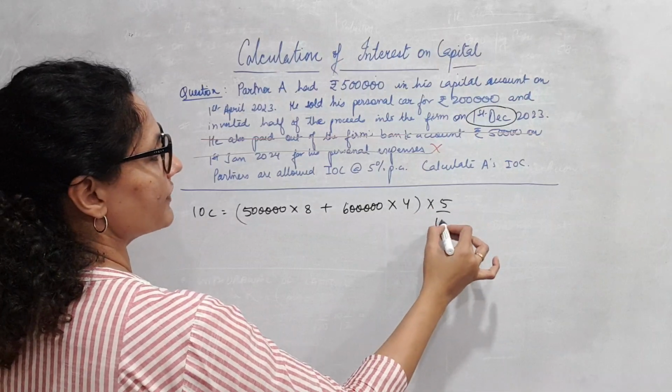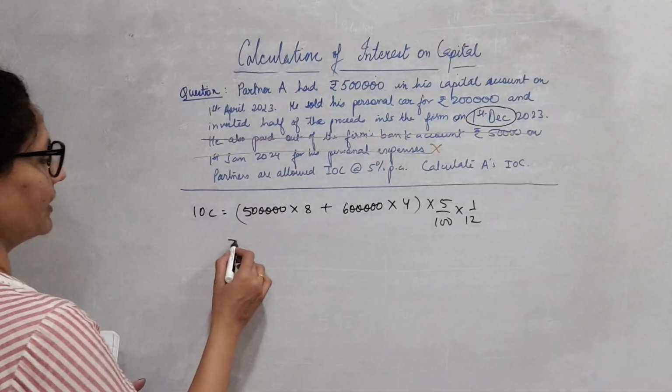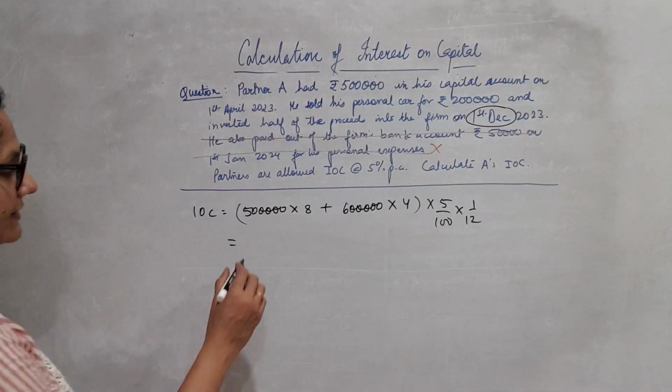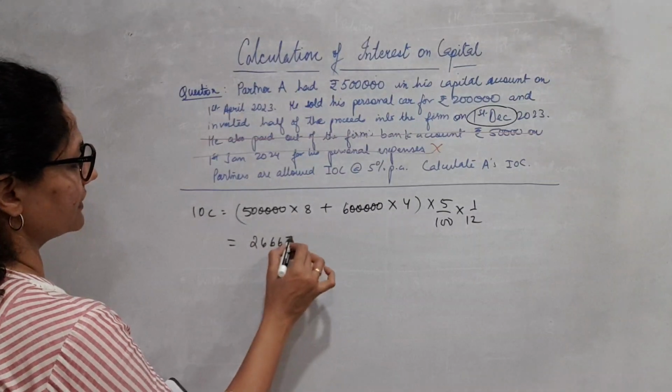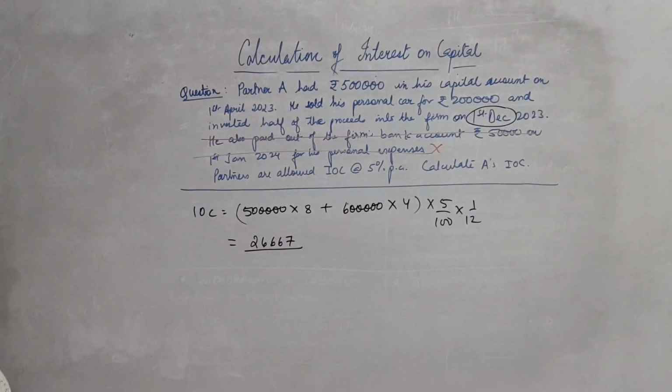Rate of interest is 5% and divide that by 12. How much are you getting? You're getting 26,667. I'm rounding off, it's coming as decimals. So 26,667 is your interest on capital for A.